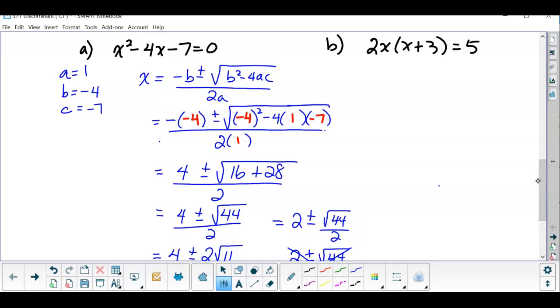Okay, there's the next one. So you want to expand everything out and get 0 on one side.